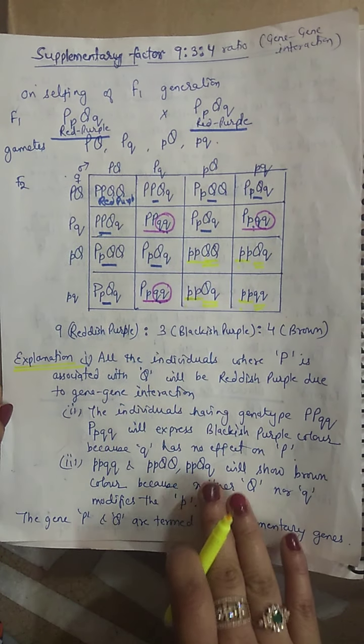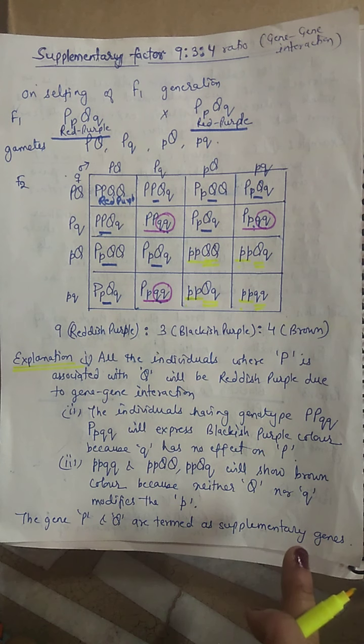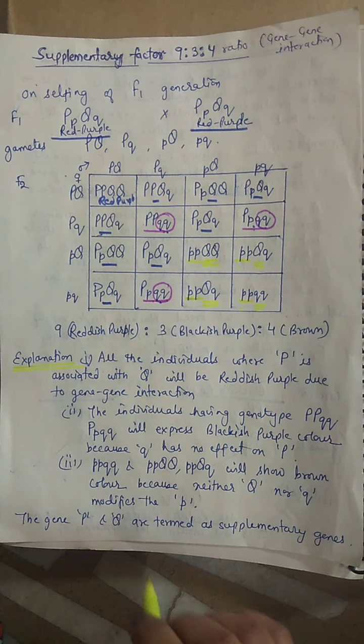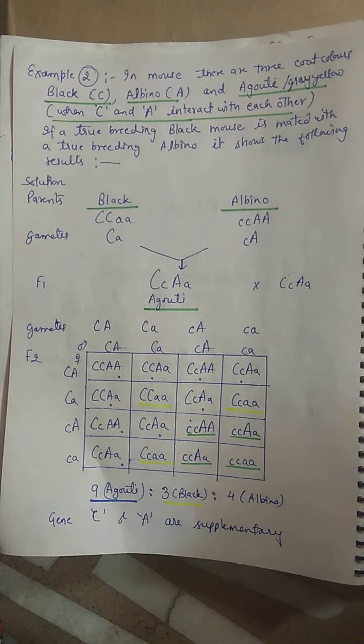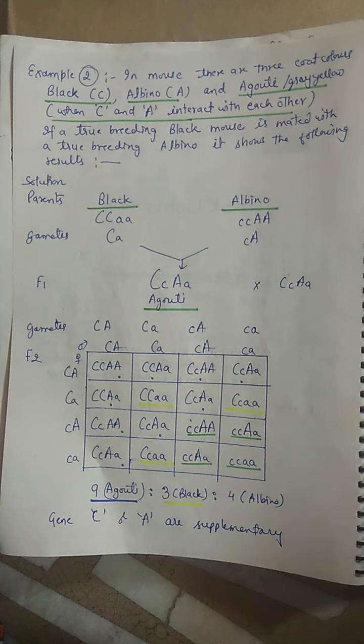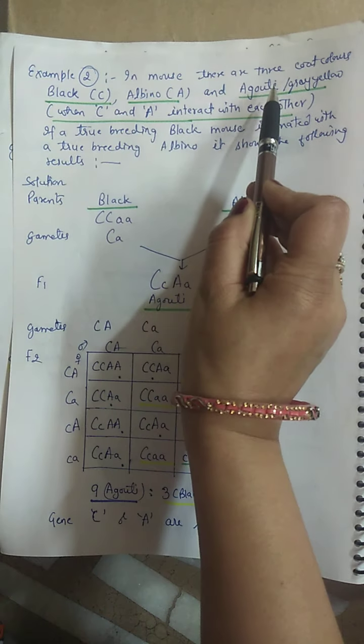Now, the explanation is that the genes P and Q are the supplementary genes which are changing the expression of each other in this type of cross. A similar example is from the common house mouse, which has 3 types of coat colors: black, albino and agouti.